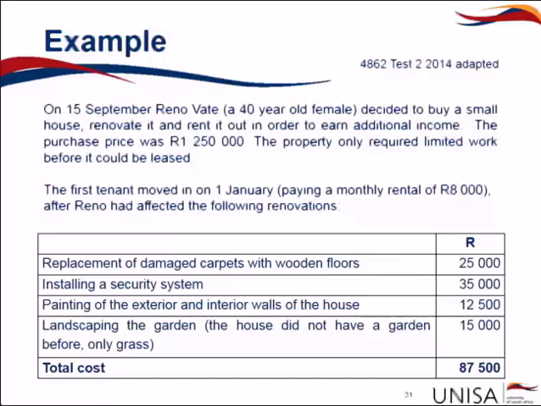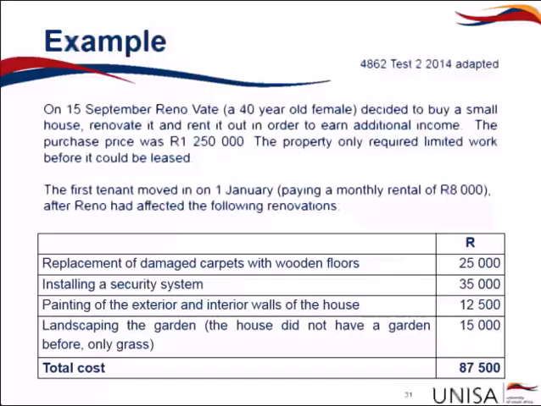Well, the replacement of damaged carpets with wooden floors. Well, floors existed before. What was on the floor might be different. Therefore, that could be seen as either a repair or an improvement, but it would only qualify as an improvement if we could prove that it gets additional income earning capacity. With the installing of a security system, that means there was never a security system. We are now putting something new in.